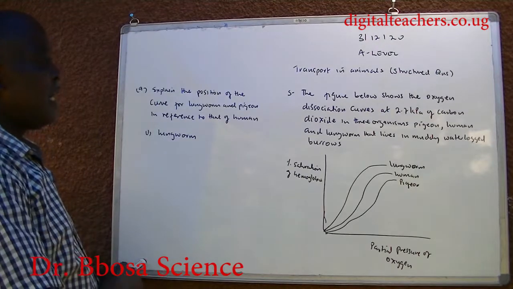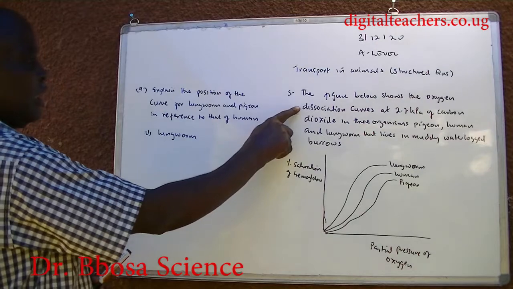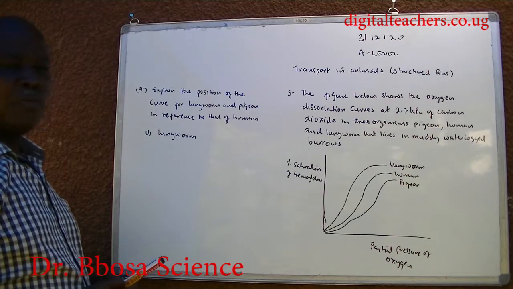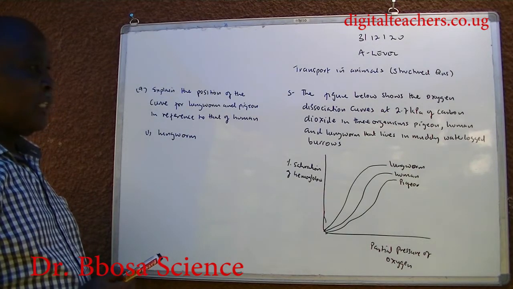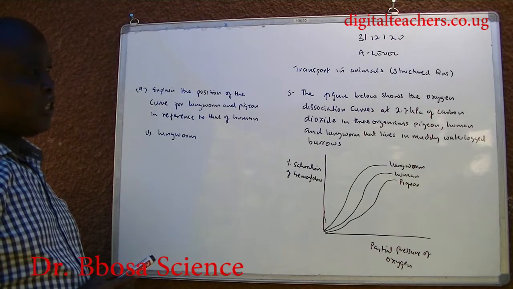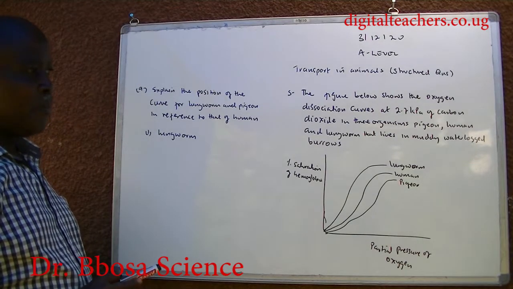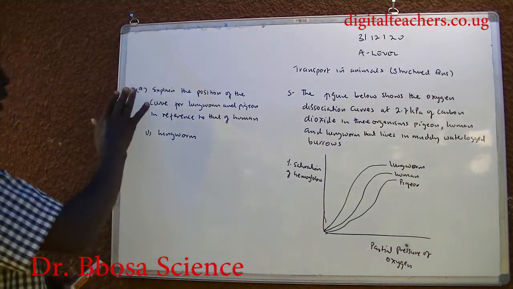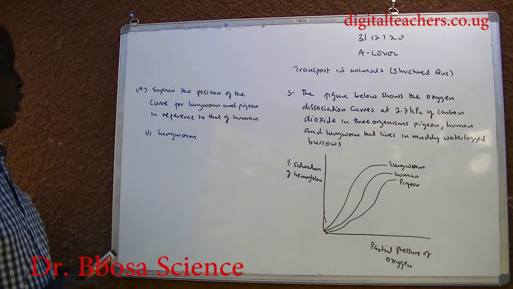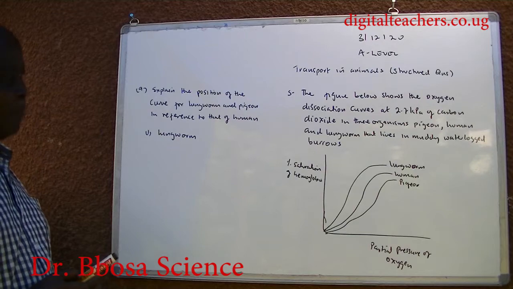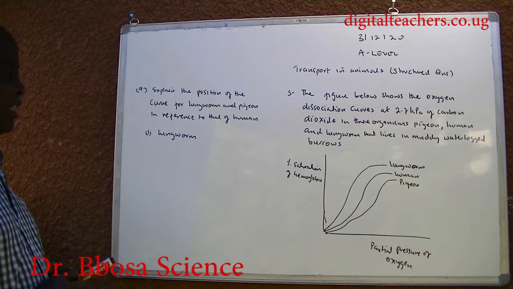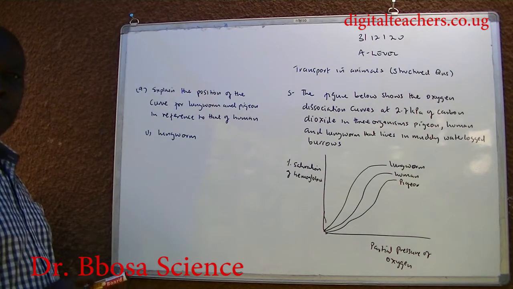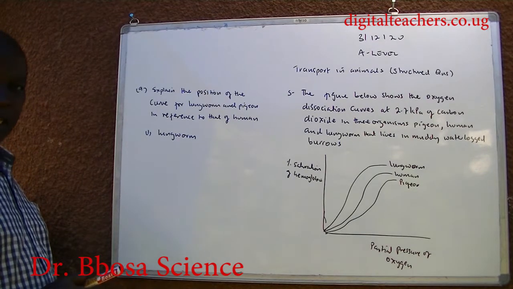Number 5, the figure below shows oxygen dissociation curves at 2.7 kilopascals of carbon dioxide in 3 organisms: pigeon, human, and lugworm that lives in mud and waterlogged burrows. A. Explain the position of the curve for lugworm and pigeon in reference to that of human. Roman 1, lugworm. You can pause and answer.